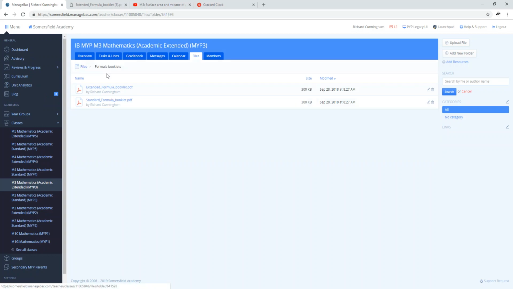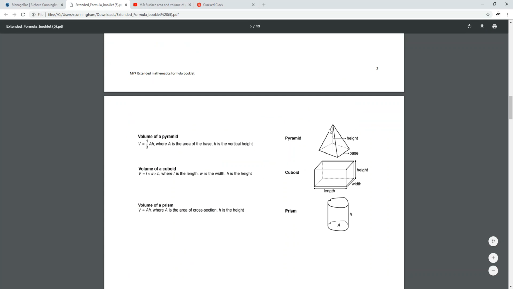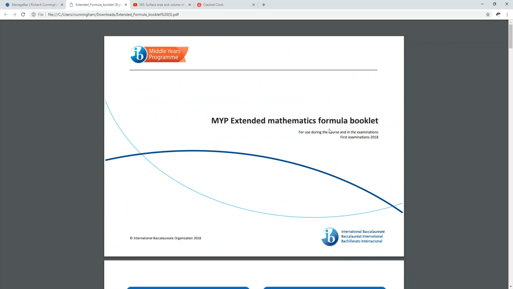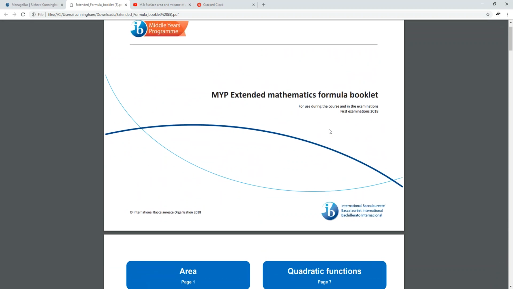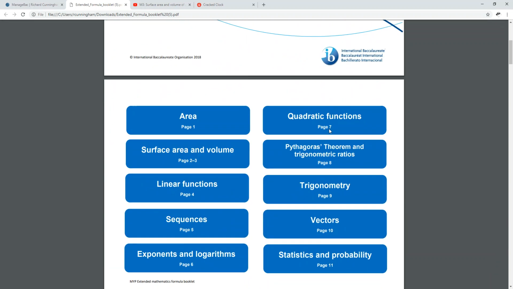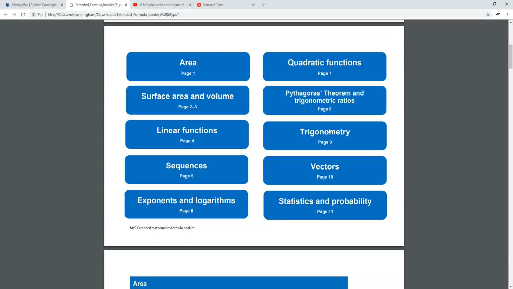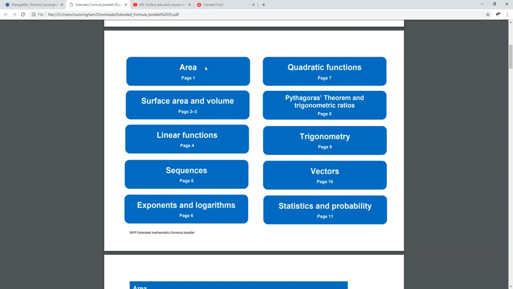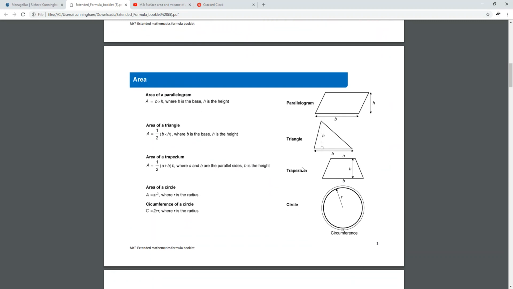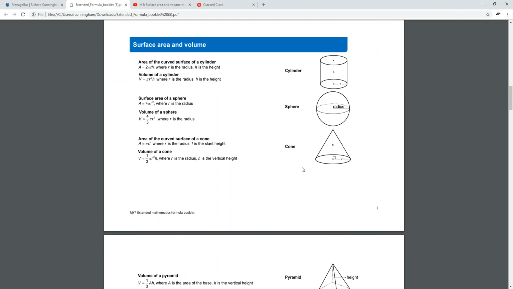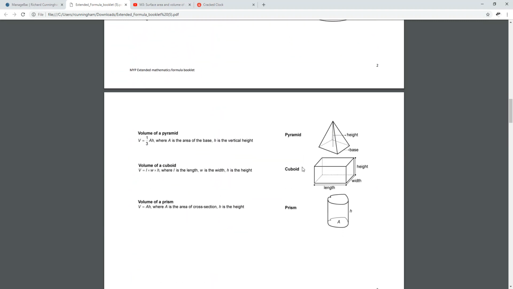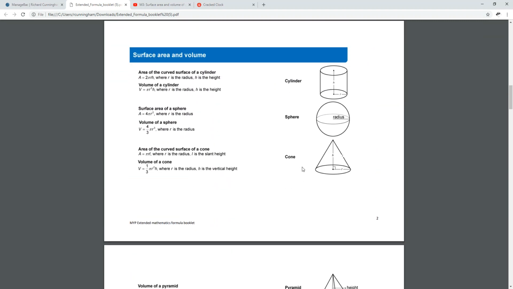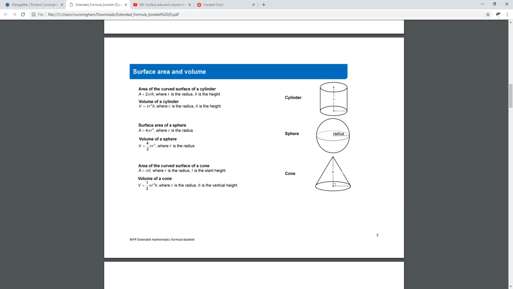just a reminder, you've got your formula booklet, and I've pulled this up just so we can see it. Whichever exam or test you do in the future, you will be using one of these. It's important you know where it is. We are currently looking at the first two parts, area and surface area. These are the formulas that you will be given, so you don't need to remember any of these. You're given them all.